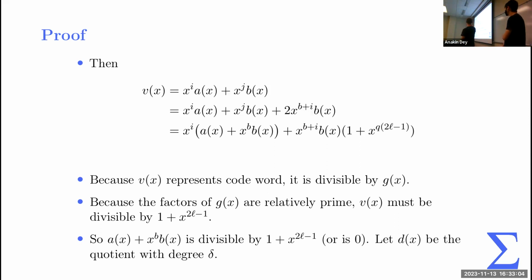So we know this V is some code word. And there's no error in the code word, so we know that when we divide by our generator G, there's not gonna be any remainder. This is just a property of addition: if it's divisible by G, we know that this half is divisible by G and this half is divisible by G. So V of X is divisible by G.